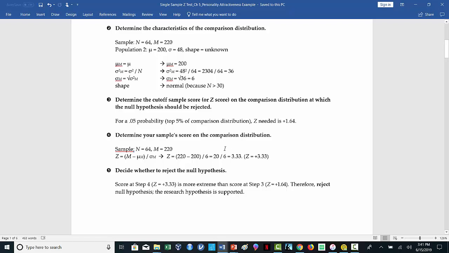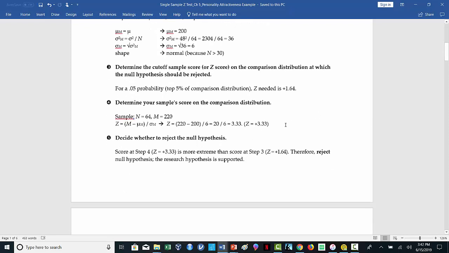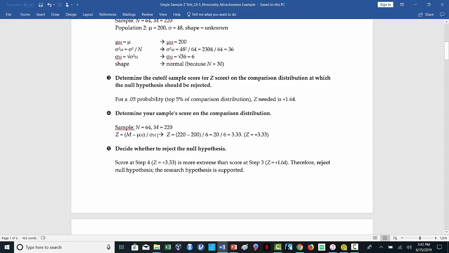Step 4, determine your sample score on that comparison distribution, the distribution of means. So we know the sample had 64 individuals, and the mean that was found was 220 for the attractiveness ratings. We're still going to be using the z-score equation just like we have before. The difference is, instead of using the population standard deviation or even a sample standard deviation, we don't use either of those. We want to know where this mean would fall in a distribution of means, because we're comparing a mean to a mean, not an individual score to a mean.